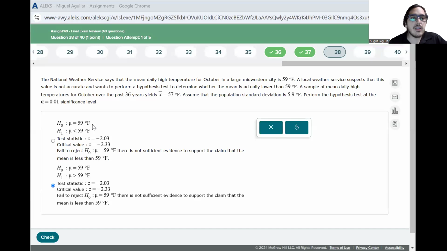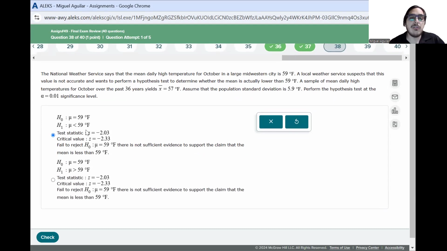Okay, so it looks like we are conducting, we said our null hypothesis is that the mean daily high temperature is equal to 59 degrees Fahrenheit, and we are conducting a left tail test. So actually, right away, we could have seen that this first option is the only one that frames the hypothesis in terms of a left tail test, because it already said whether the mean was actually lower than 59. So that one's good. And since those are our only two answer choices, we don't really have to go any further.